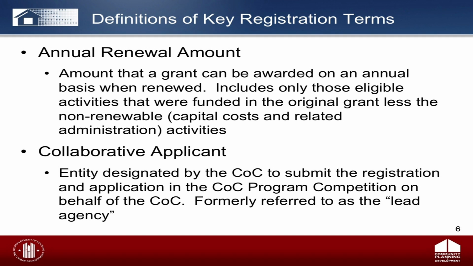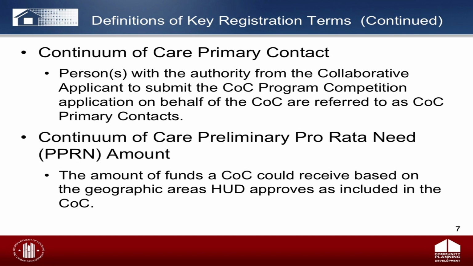The next term is the collaborative applicant. This is the entity designated by the COC to submit the registration and application in the COC program competition on behalf of the COC. This was formerly referred to as the lead agency. The Continuum of Care primary contact is the person with the authority from the collaborative applicant to submit the COC program competition application on behalf of the COC. This is what we refer to as the COC primary contact.